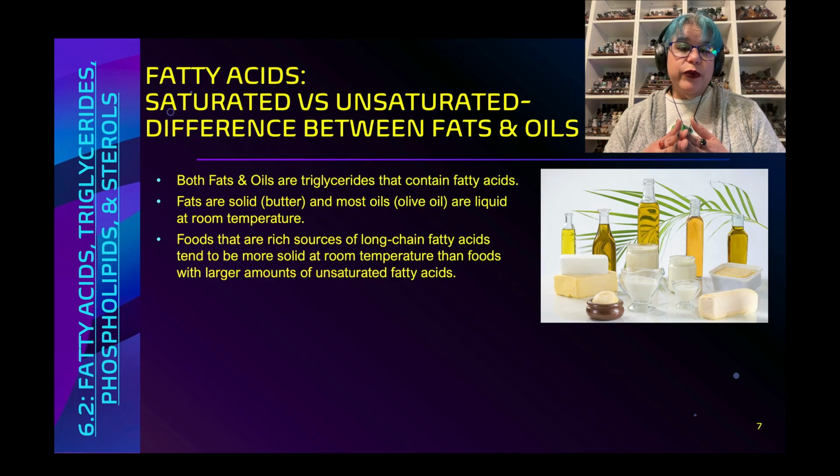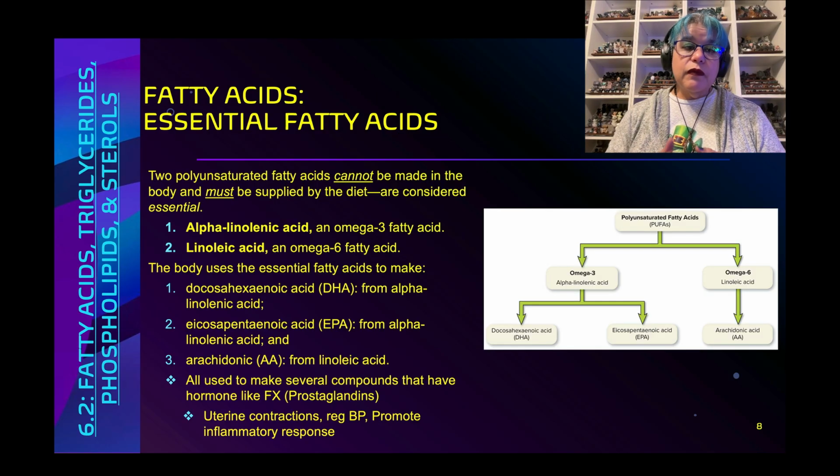So foods that are rich sources of long-chain fatty acids tend to be more solid at room temperature than foods with larger amounts of unsaturated fatty acids. Two polyunsaturated fatty acids cannot be made in the body and must be supplied by our diet and are considered essential.